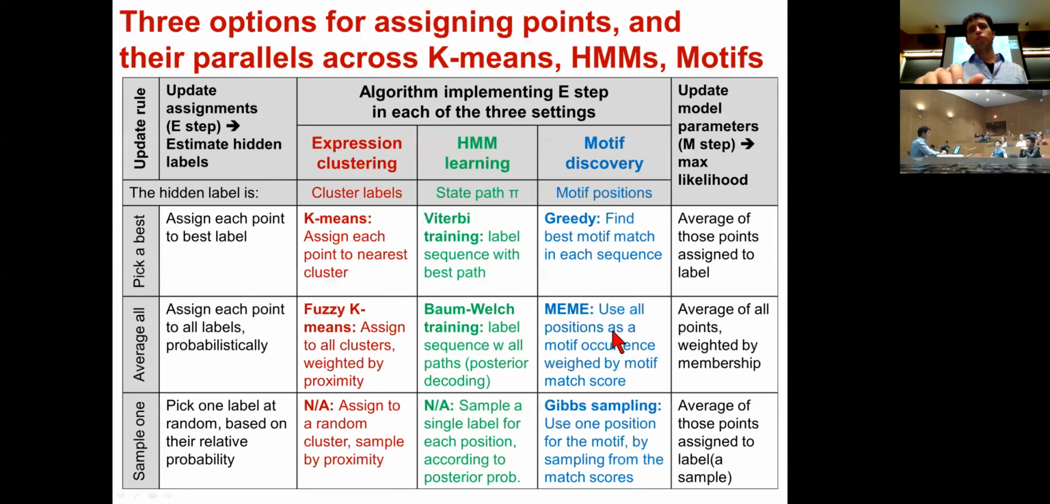The expectation maximization version, which is implemented in the MEME software, in fact, does not say what is the best position. It instead says, can I have that motif definition and search all possible positions and weigh each of them by their probability of matching that motif. And then what Gibbs sampling does is that it only uses one position, but it picks that position at random, not completely at random, weighted by the motif match scores.